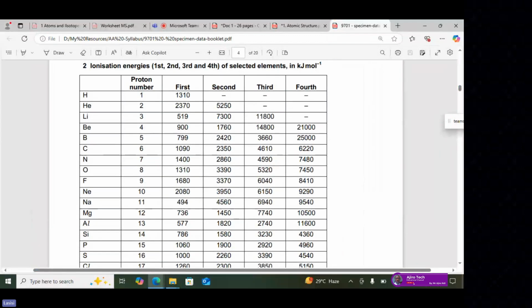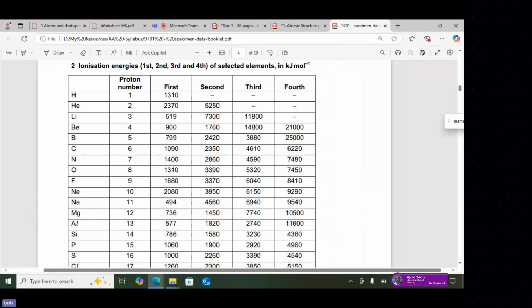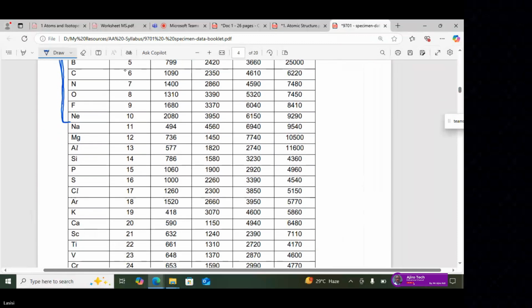They supply the first four ionisation energies. Now, the first IE of beryllium is what? 900 kilojoules per mole. What about boron? 799. It drops. Don't forget that lithium to neon are in the same period.